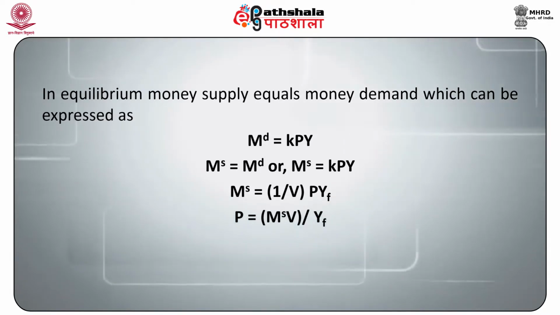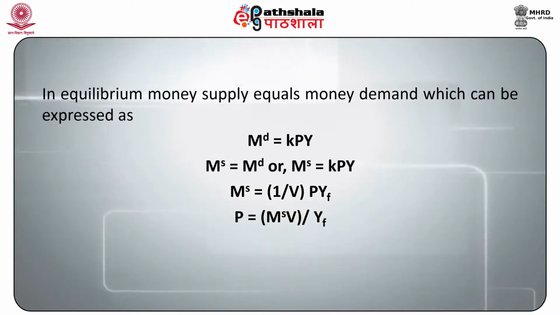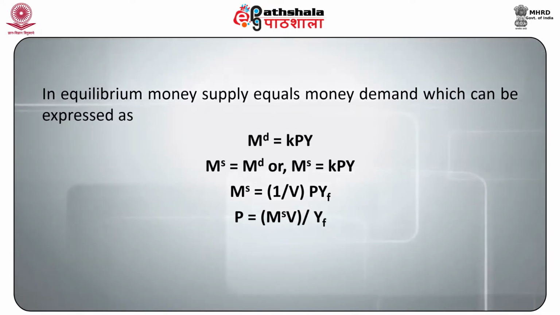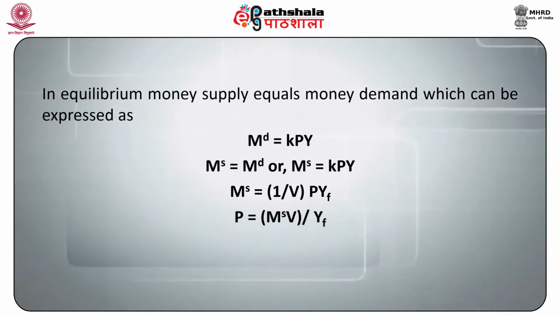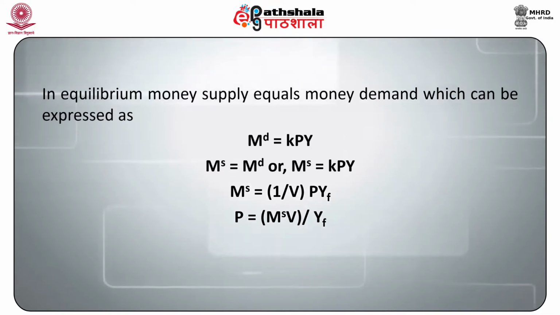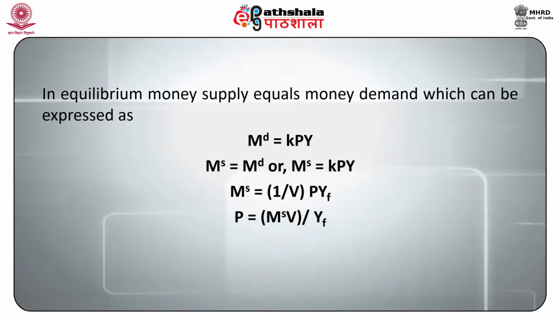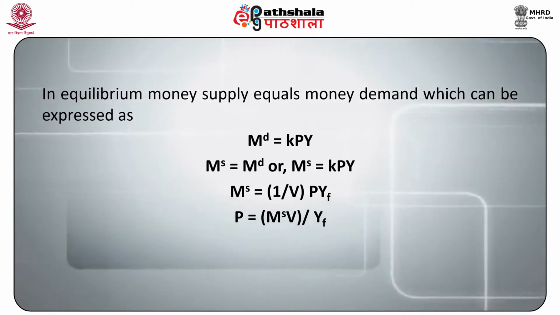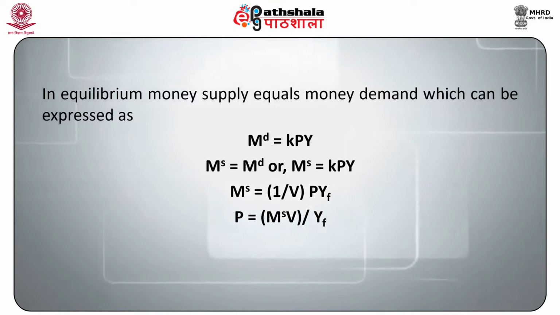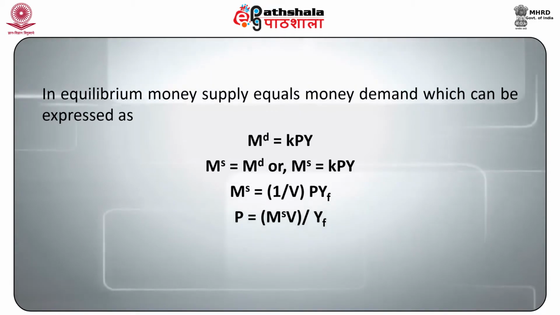With these assumptions, we can write the above equations as the expression for the general price level. That is, M^s = (1/V)PYf, or P = M^s V/Yf. With V and Yf constant, an increase in M^s leads to an equiproportionate increase in the general price level in the economy. The value of real income and other real variables will remain unchanged. Thus, the theory also proposes neutrality of money.